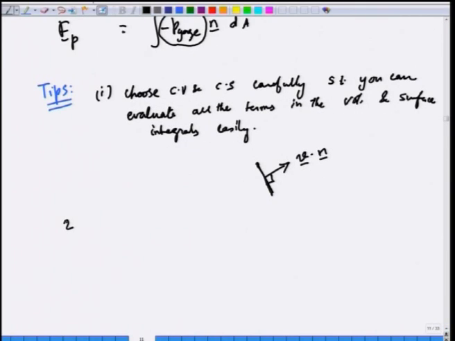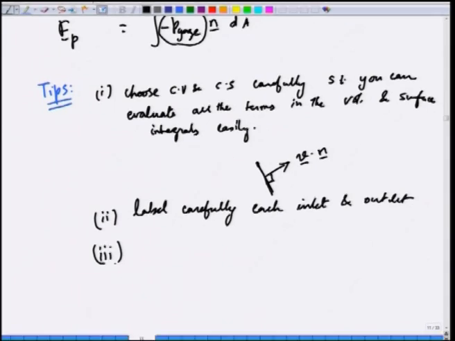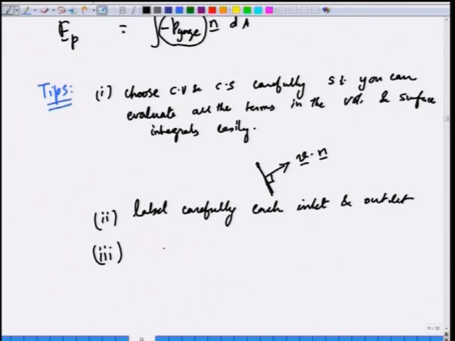The second point is, label carefully each inlet and outlet. And you must identify carefully all the external forces, that is the surface forces, importantly.